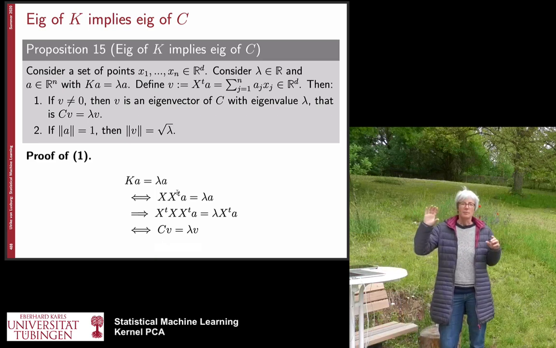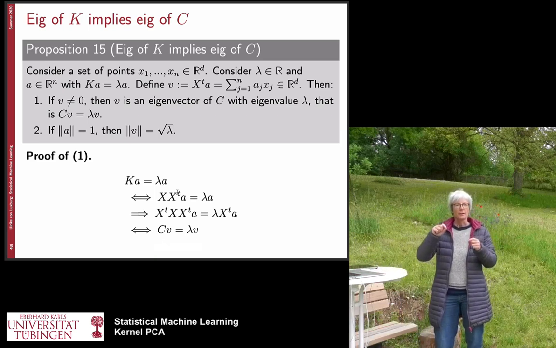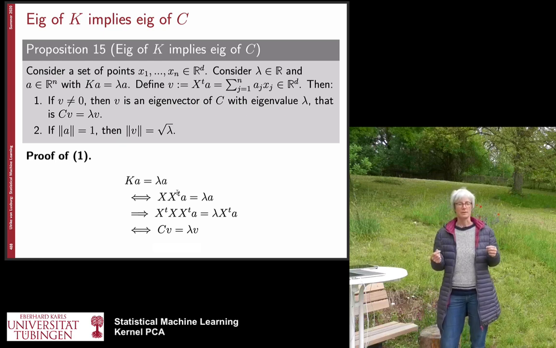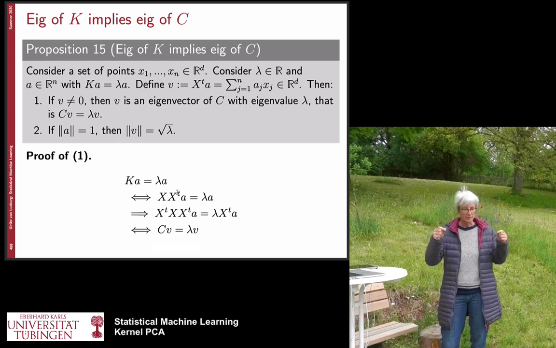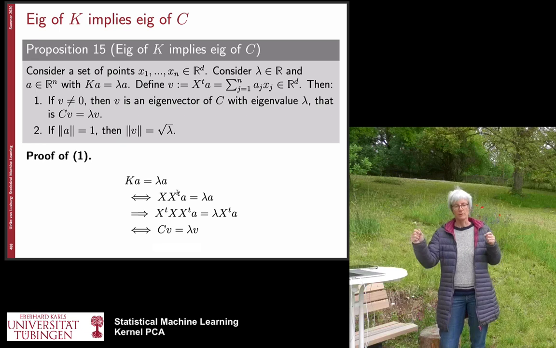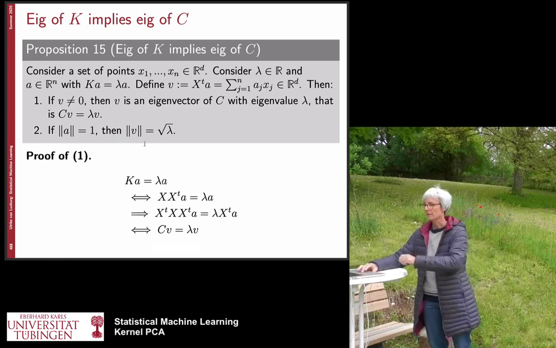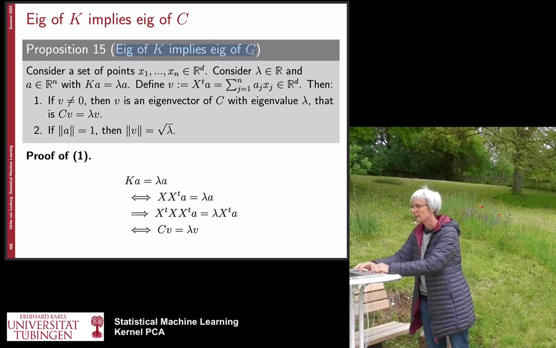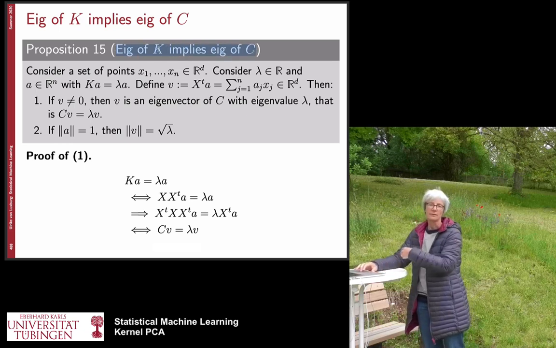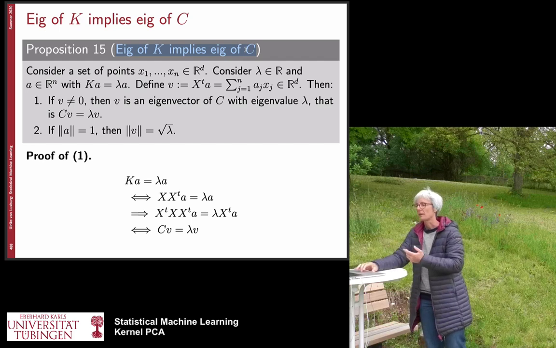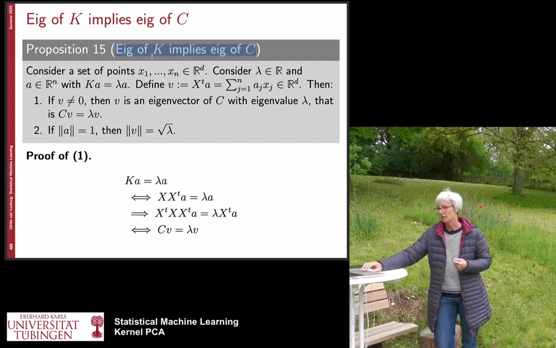And I have a couple of propositions that try to shed light on the different directions. So we have relations from the kernel matrix to the covariance matrix and the other way around. We start with this particular proposition, which in shorthand just means eigenvalues or eigenvectors of K imply something about the eigenvalues and eigenvectors of C.